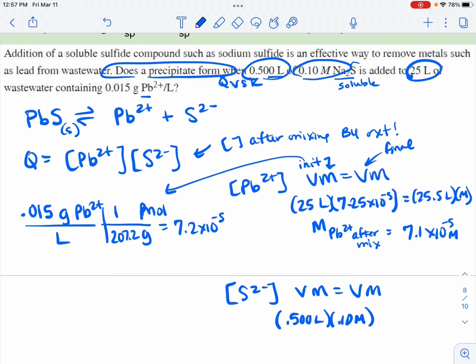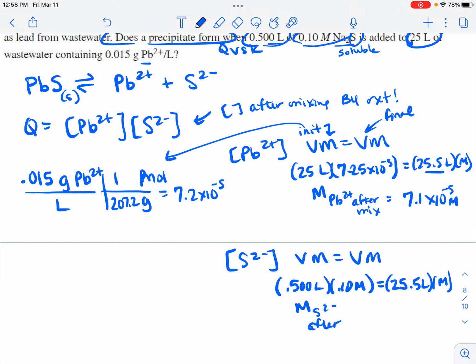Notice there's one sulfide in sodium sulfide. So this means that the molarity of the sulfide and the sodium sulfide are the same. You kind of have to be careful with that. Equals my new volume again, the same new volume I used before, the 25 liters plus the half a liter. And now I'm looking for the new molarity. You'll get really good at this. We do this a lot, okay? So now the new molarity of the sulfide after mixing is 0.00196, so I made it 0.0020 molar.